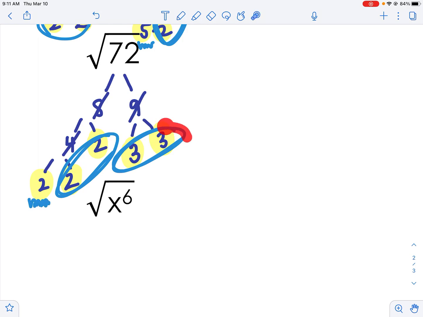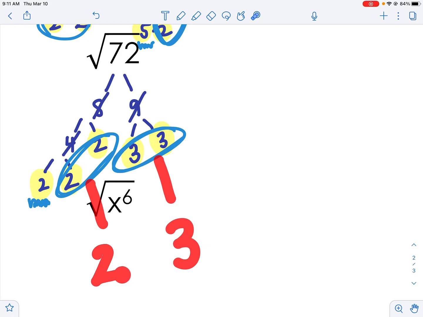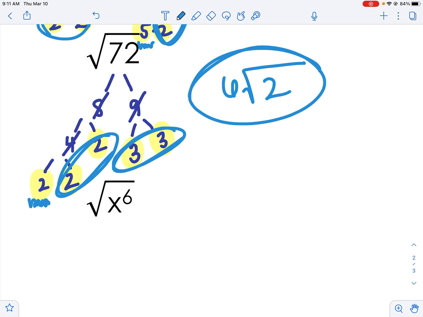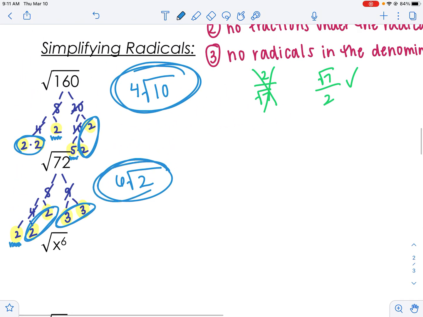Okay, 1 per pair can come out, which means I'm not going to take out 3 and 3 and 2 and 2. It's 1 per pair. So I can take out 1 3 and 1 2. And when I take them out, I multiply them. So 3 times 2 would be 6, and that can come out of the radical. What's the solo number that has to stay underneath? 1 solo 2. So when I simplify that radical, it would be 6 root 2.